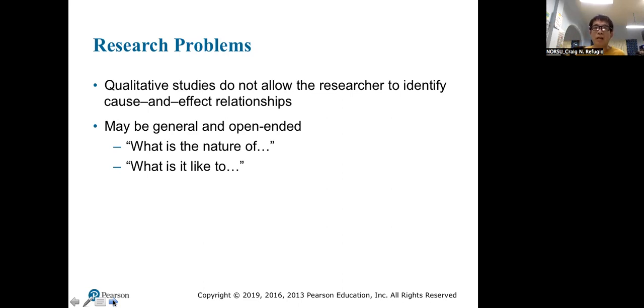The problem may be general and open-ended, unlike in quantitative research design where we have to be very specific on the problem. But in here, it's actually general and open-ended. And that's actually part of the exploration of the problems identified by qualitative researchers. So for example, what is the nature of? What is it like to?